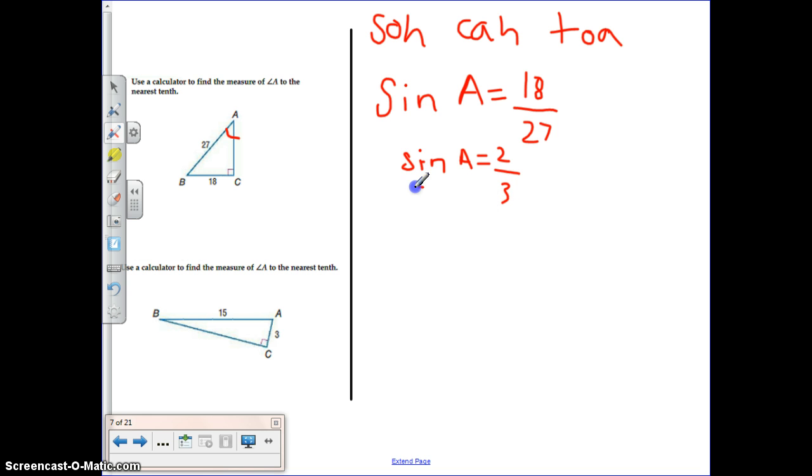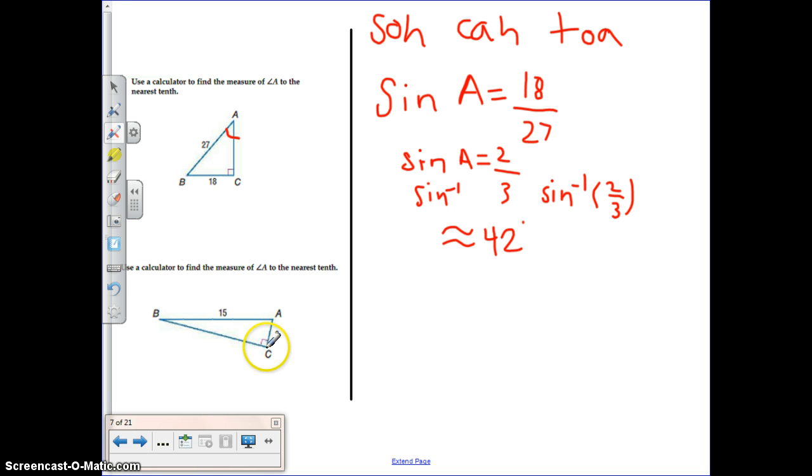Now I have to take that inverse sine, and if you use your calculator, you just hit the second button, and it's the same as the sine. So second sine will give you the inverse sine. I'm going to take the inverse sine of 2/3, which gives me about 42 degrees. So this tells me that angle A's measure is about 42 degrees. Now let's take a look at the next one.